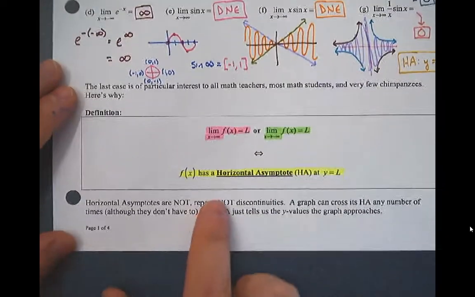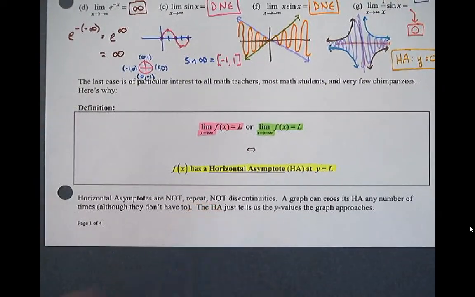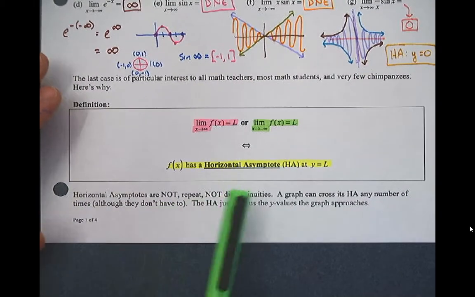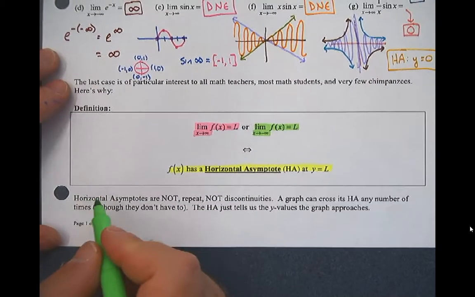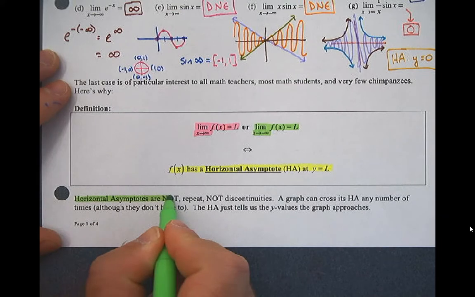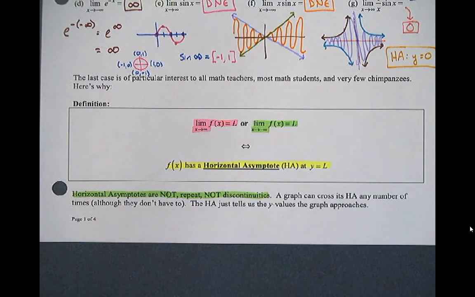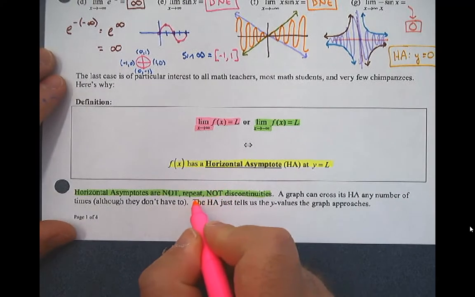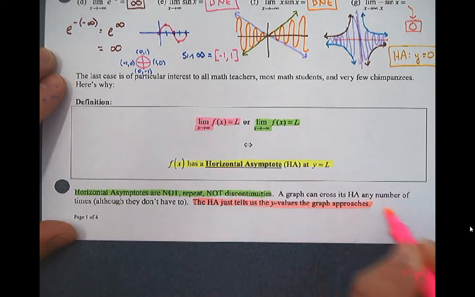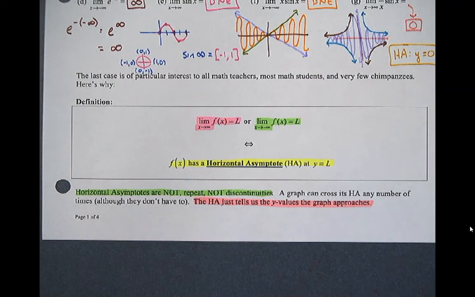So a couple of things to point out about HAs. VAs are discontinuities. HAs, horizontal asymptotes, are not discontinuities. HAs just tell us what the y values of the graph approach.